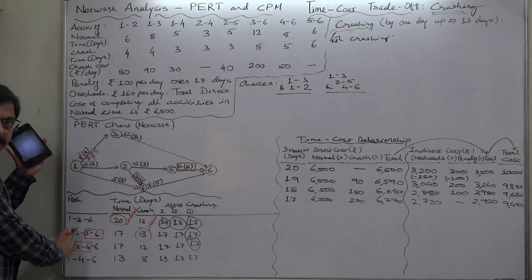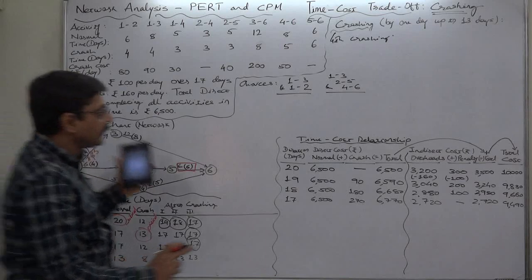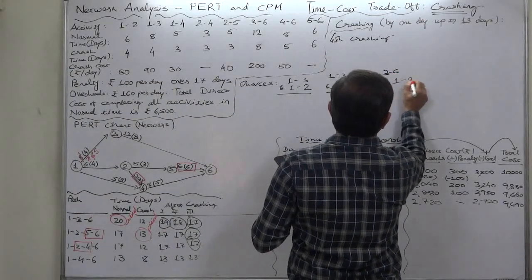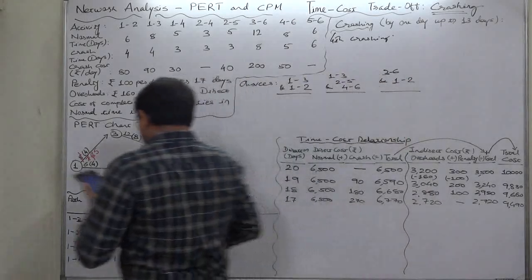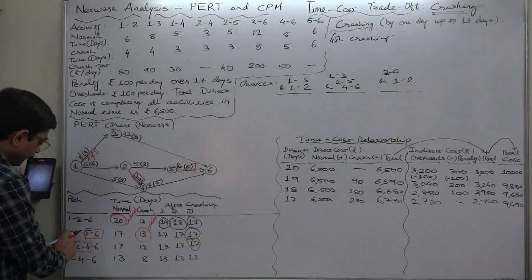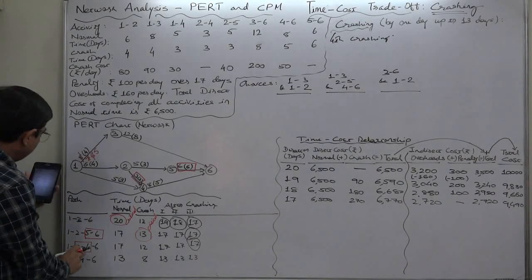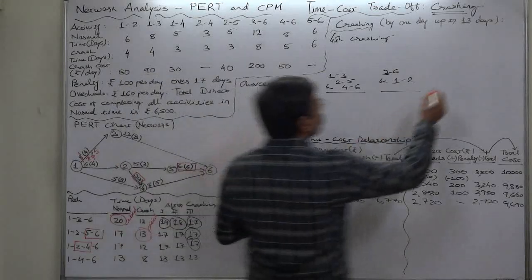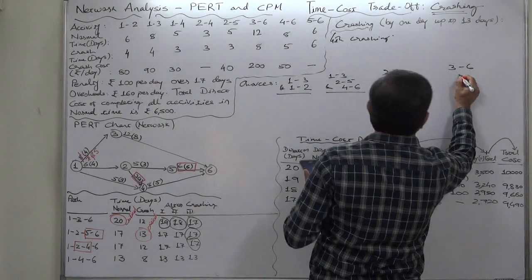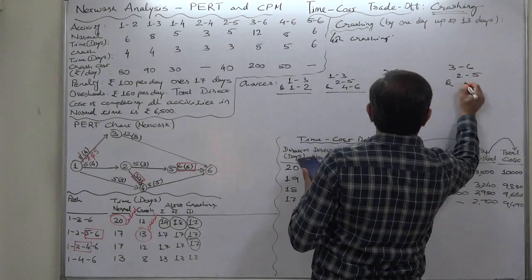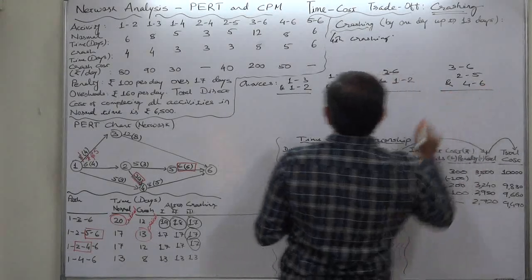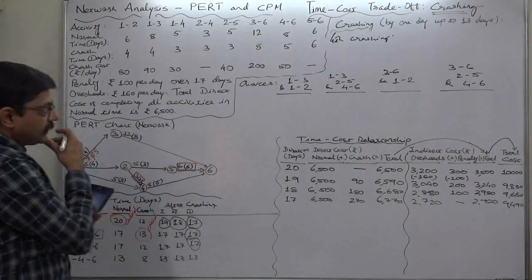1-2 is a common activity of the second and third critical paths. So 3-6 and 1-2. And similarly 3-6 from the first, 2-5 from the second and 4-6 from the third. These 4 choices are available.